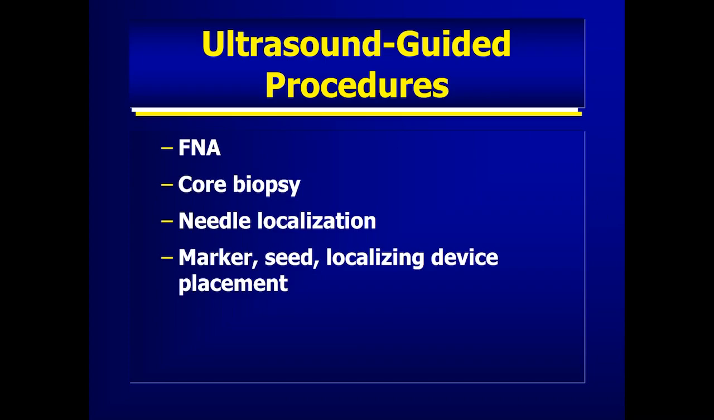In terms of our possibilities for ultrasound-guided procedures, we can do fine needle aspiration, we can do core biopsy, we can do needle localization, and we can place markers. For example, after we biopsy a lesion and it's known to be cancer or presumed to be cancer, we can place a metallic marker there. We can also place radioactive seeds or magnetic seeds or other localizing devices, so that would help guide the surgeon for appropriate excision when the lesion goes to surgery.